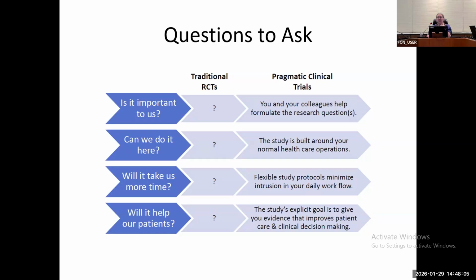For a pragmatic clinical trial, we need flexible study protocols that minimize intrusion in the clinic or hospital or community workflow. And will it help patients? The study's explicit goal is to give you evidence that improves patient care and clinical decision-making.